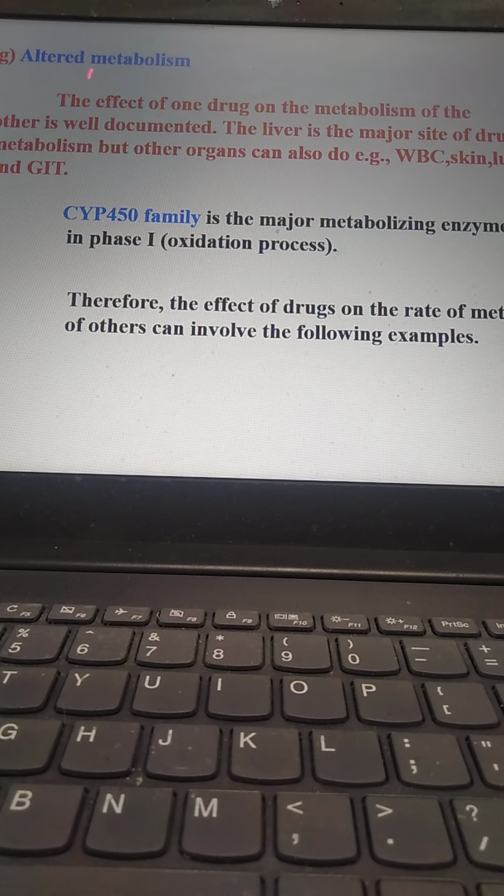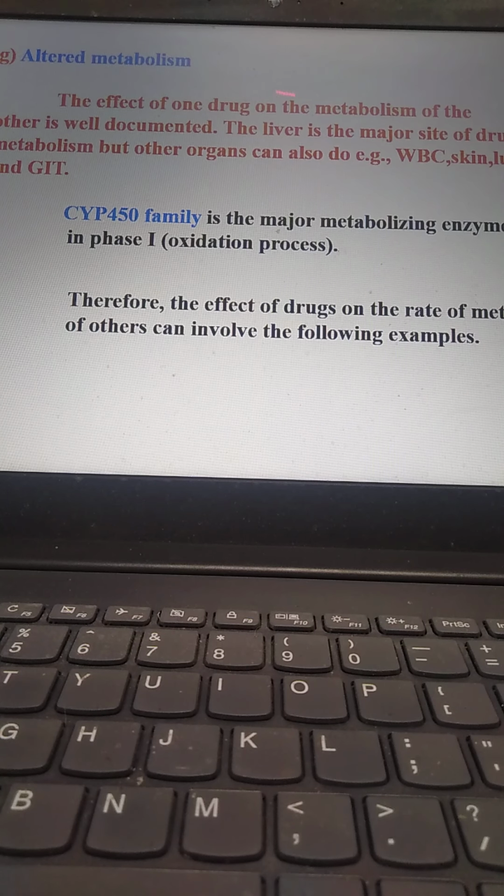Altered metabolism. The effect of one drug on the metabolism of another is well documented. The liver is the major site of drug metabolism, but other organs can also do so: WBC, skin, lung, and GIT. The cytochrome P450 family is the major metabolizing enzyme in the phase 1 oxidation process. Therefore, the effect of drugs on the rate of metabolism of others can involve the following examples.